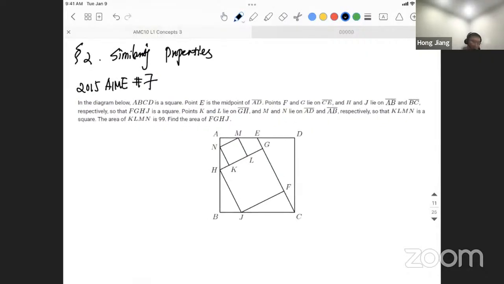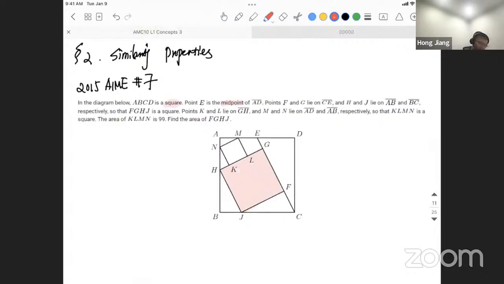In the diagram below, ABCD is a square. Okay, so I have to highlight this. And point E is the midpoint of AD. Points F and G lie on CE, H and J lie on AB and BC, and FG, JH, I'm going to highlight using maybe the color red. This is a square. Okay, this is a square.